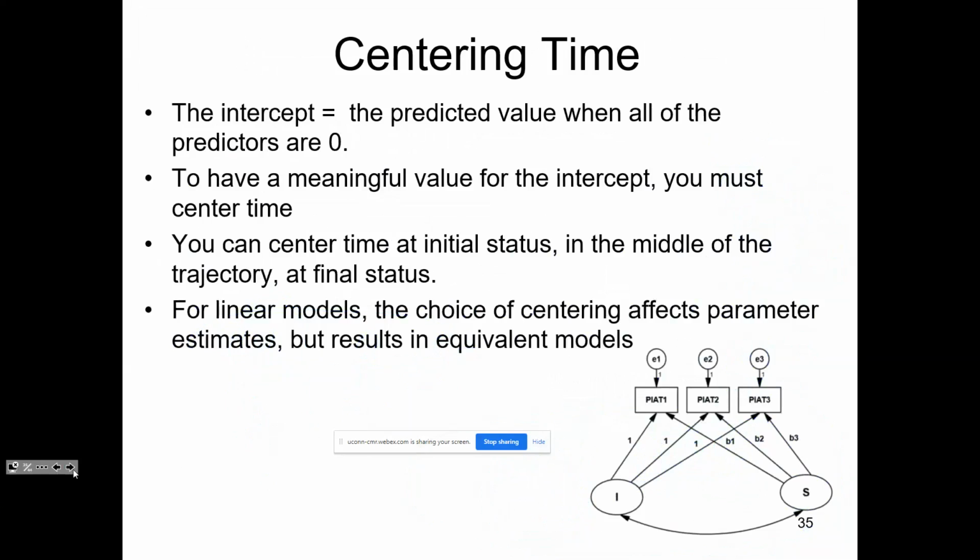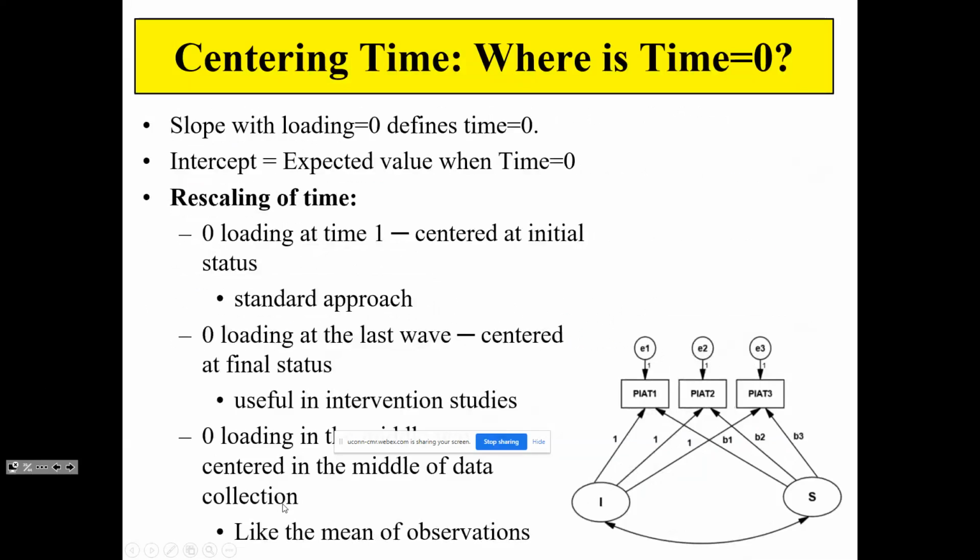And don't throw away those intercept parameters. So think through how you're going to center time to make the most of those parameters. For linear models, the choice of centering is going to affect some but not all of the parameter estimates, but it is going to give you statistically equivalent models. I'll let you think about which parameters are affected and which aren't, because I think that's a question I asked you in your homework.